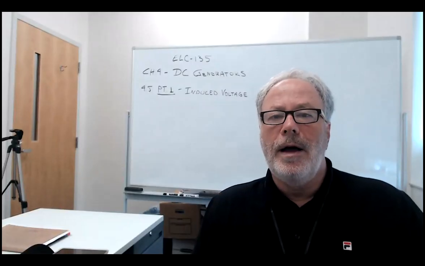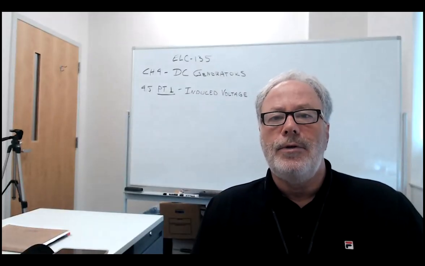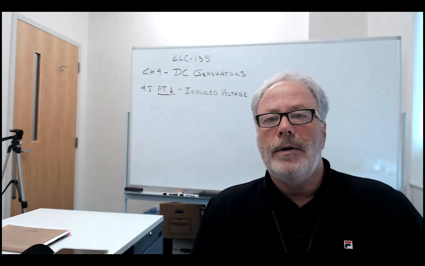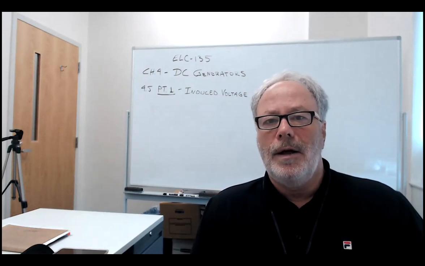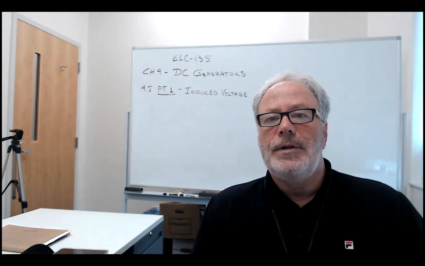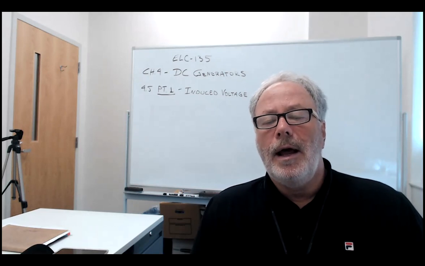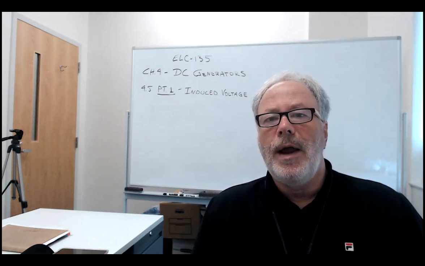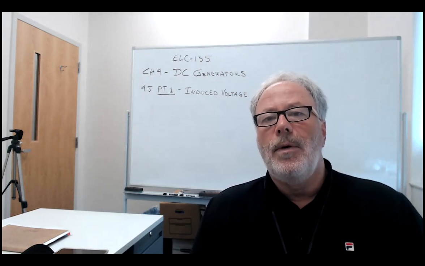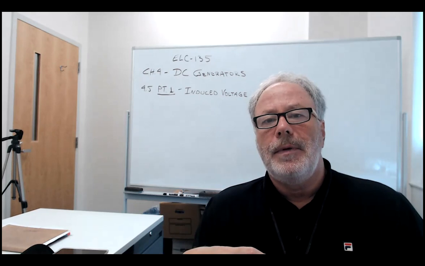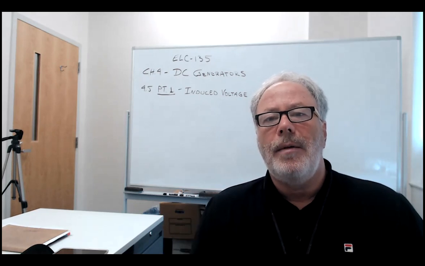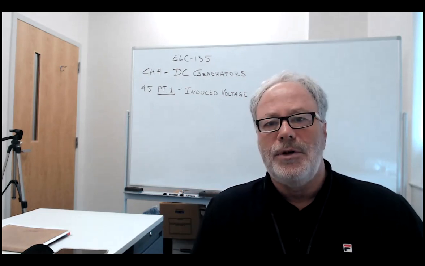Section 4.5 in Chapter 4 is called Induced Voltage. And what we're going to do here is look at a more realistic version of this DC generator, one that has 12 coils, and we'll look at how the voltage is created internally. Again, the real reason we're going through this is an effort to understand basically how all electrical machines work.